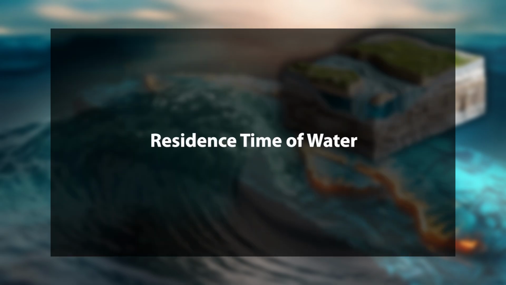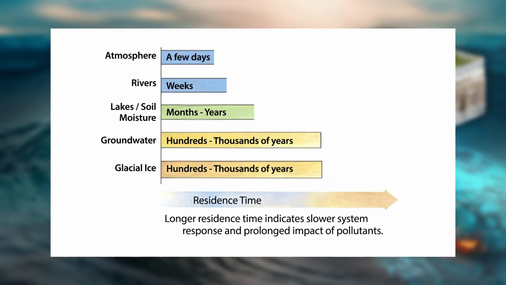So far as the residence time of the water is concerned, the average amount of time that water stays in a specific reservoir is known as the residence time. Residence time varies widely among different components, whereas water in rivers can stay for weeks. Atmospheric water only stays for a few days. In contrast, groundwater and glacial ice may have residence times ranging from hundreds to thousands of years.